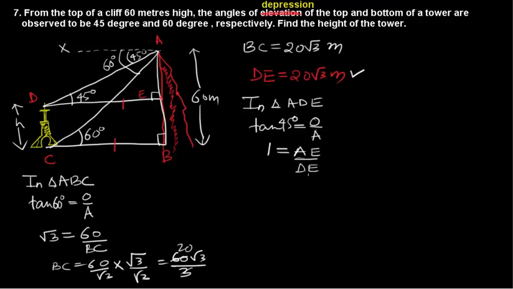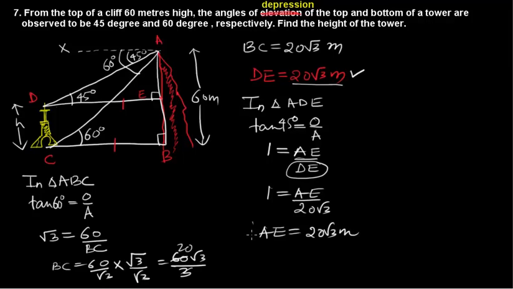So 1 equals AE upon 20 root 3. Cross multiply. AE equals 20 root 3 meters.